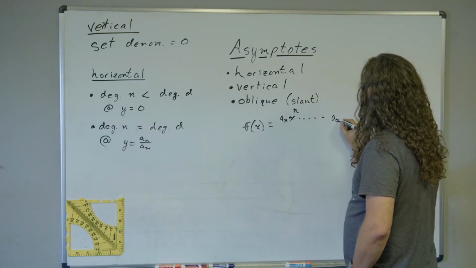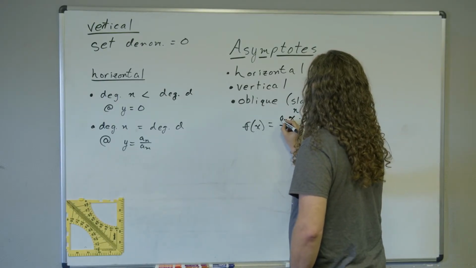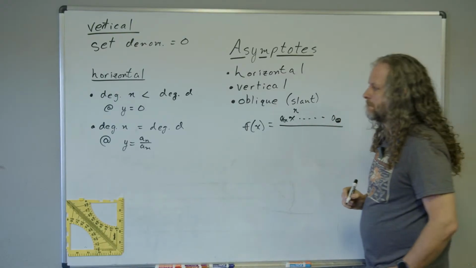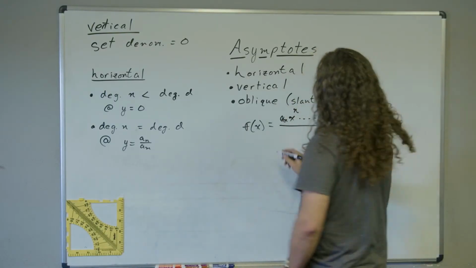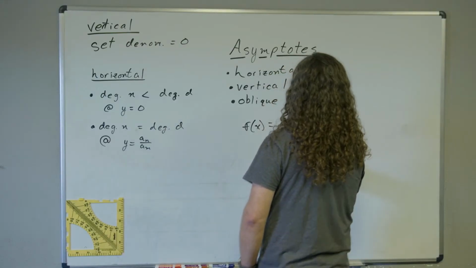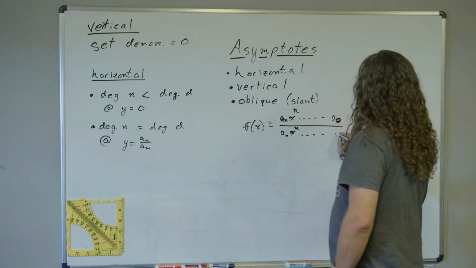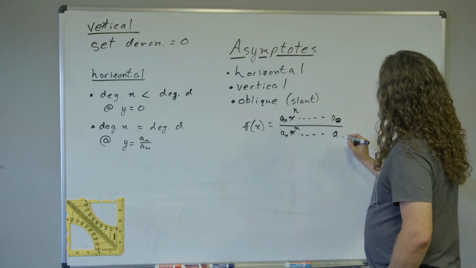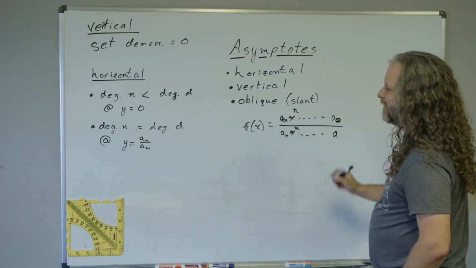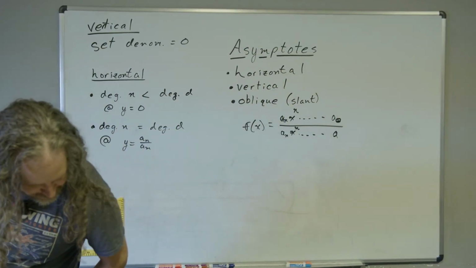All that way to a naught. Oh, wait. In the denominator, we use a sub m as the leading coefficient, and x to the m, and then all the way down to a naught. Whatever. It would probably be easier with a's and b's. What did they use? Oh, they did. Yeah.